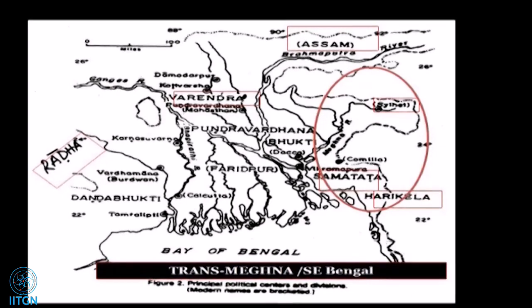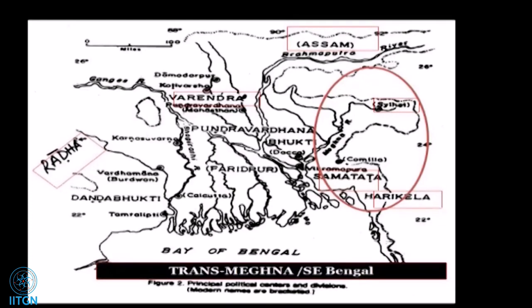Now here, this is the map of Bengal, undivided Bengal, of course. And let me tell you, when we talk of Bengal in early India, there was no Bengal per se. We did not have any Bengal. Bengal actually emerged in history from the period of the Sultanates, known as the Bengal Sultans.